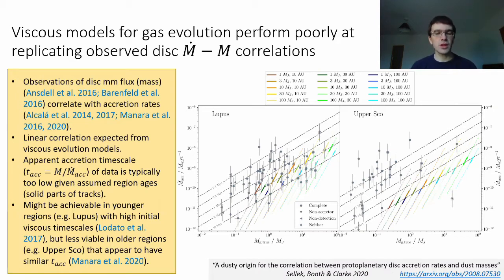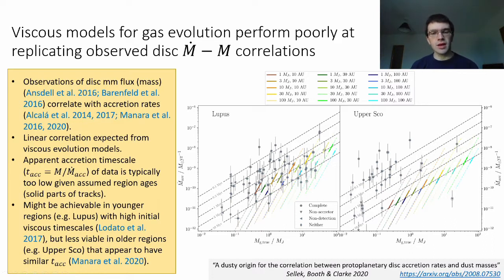So as I've preempted, recent observational data of the disk accretion rate, as measured from the UV continuum excess in the surveys by Alcalá et al. and Manara et al., has been seen to correlate with the disk millimeter flux, which we assume traces the dust mass, measured in the surveys by Ansdell et al. and Barenfeld et al. Now we'd expect this correlation, which is roughly linear, in terms of the total mass in viscous evolution models. I've illustrated these here for a grid of disks with different parameters in the plane of their accretion rates and their gas masses.